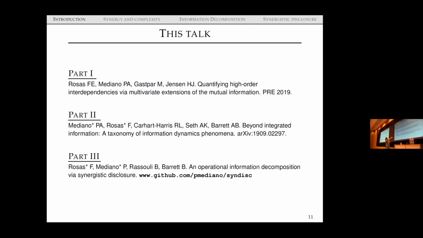Yeah, and this last one also has an associated GitHub repo with all the code to compute synergy and all the good stuff. Good. All right, then.